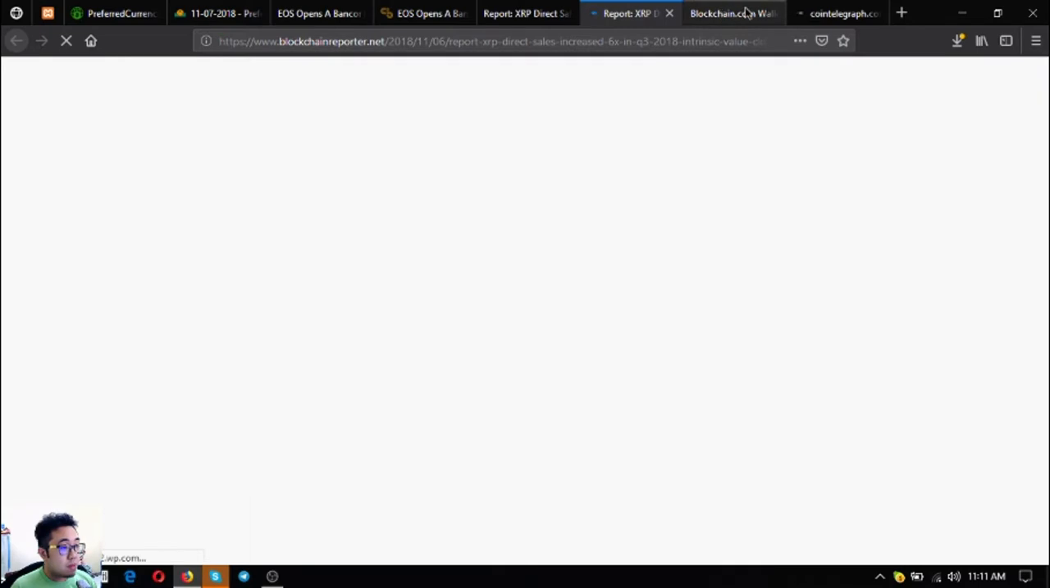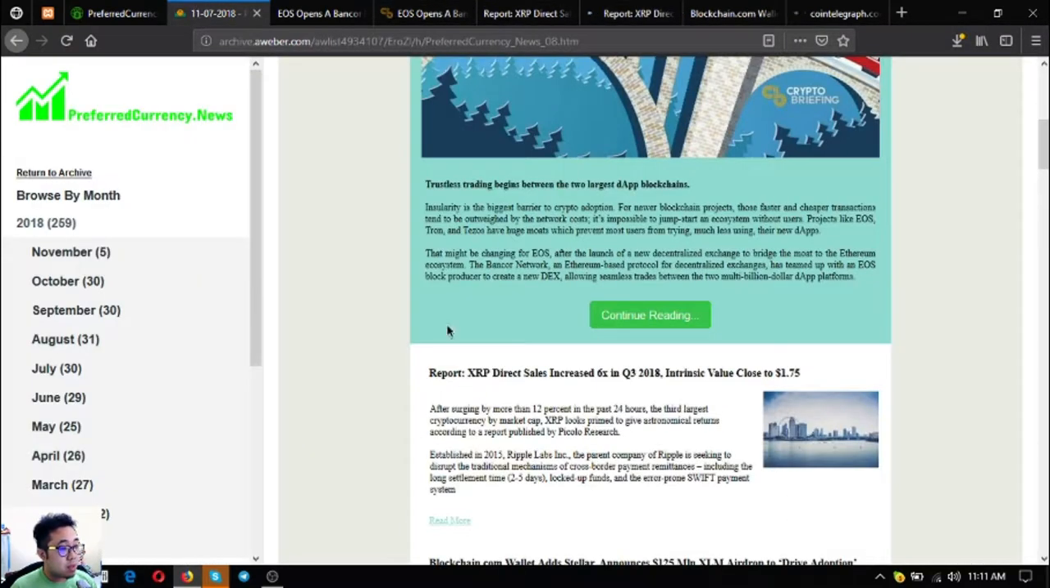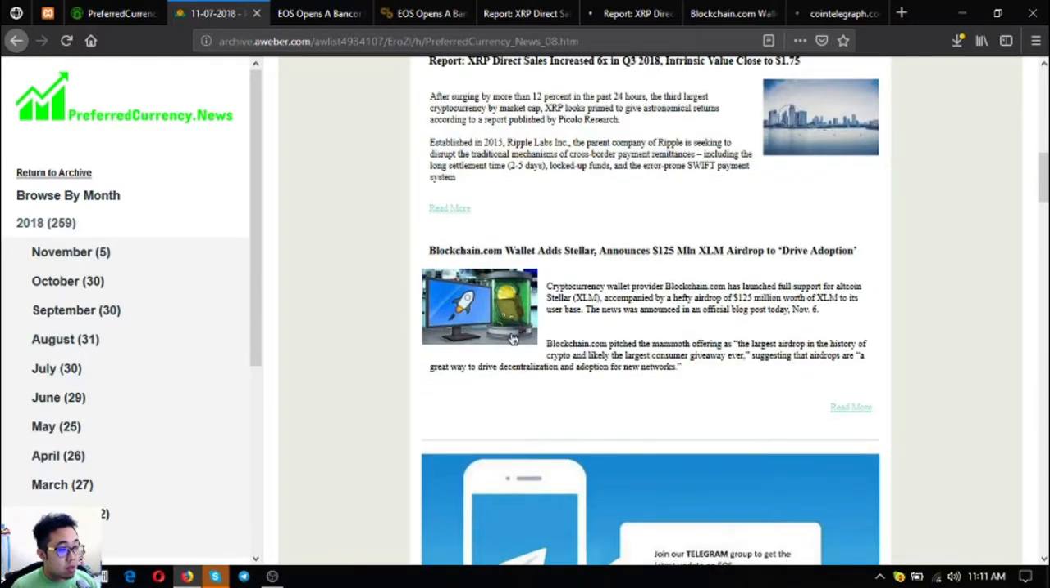Okay, so let's just proceed to the next topic. So blockchain.com wallet adds Stellar and announces a 125 million XLM airdrop to drive adoption. Cryptocurrency wallet provider blockchain.com has launched full support for altcoin Stellar XLM, accompanied by a hefty airdrop of $125 million worth of XLM to its user base. So the news was announced in an official blog post today, November 6.